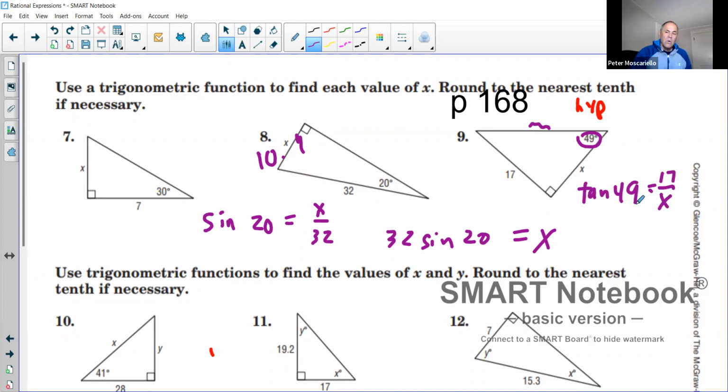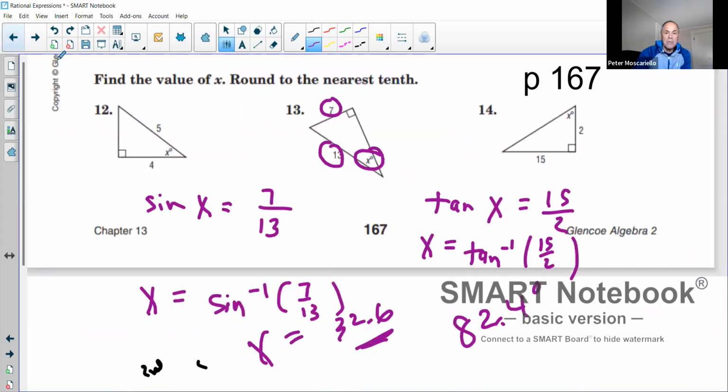Now you say, so when do I use tan and when do I use inverse tan? When do I use sine? When do I use inverse sine? If you're given the angle, you're using the regular sine and tangent. If you're not given the angle, like back here, that's when you eventually have to use the inverse.